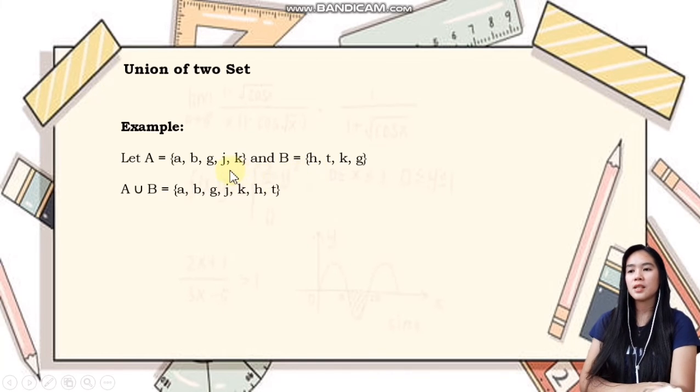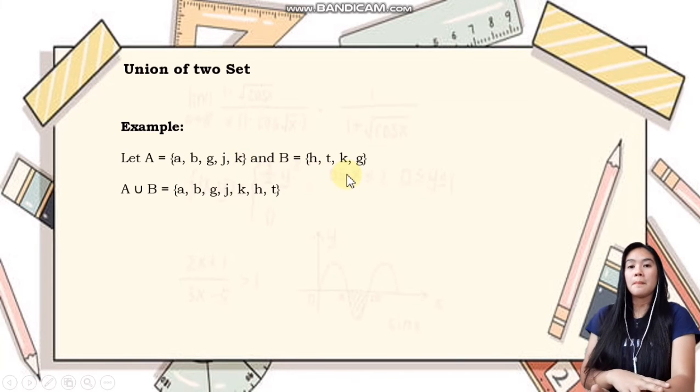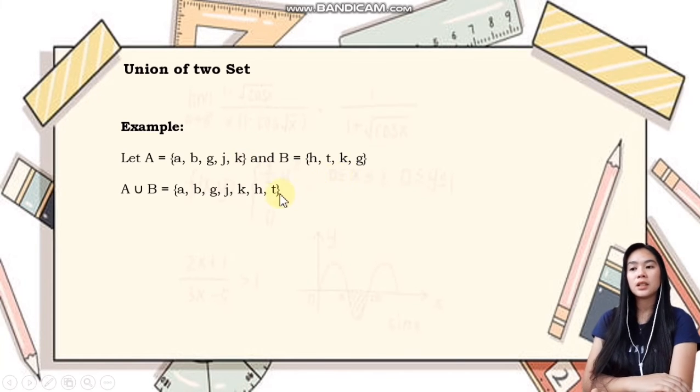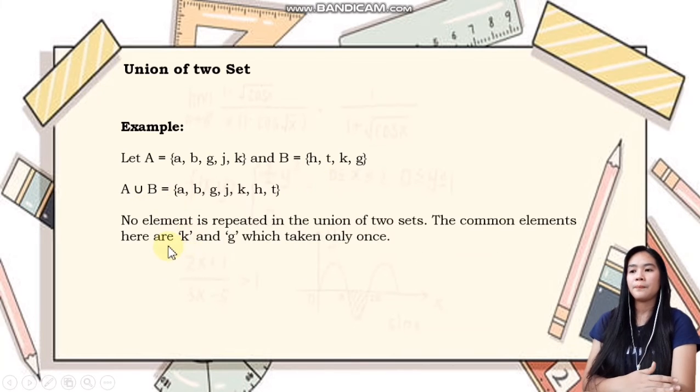So, mapapansin din natin na mayroong magkaparehong elements sa ating set, pero hindi natin siya ni-repeat sa ating union of set. So, no element is repeated in the union of two sets. The common elements here are K and G, which are taken only once.